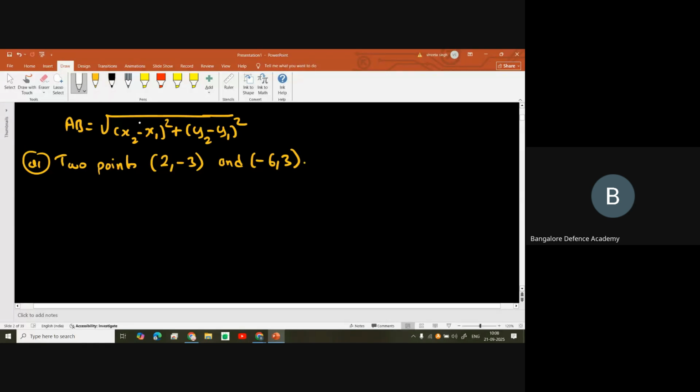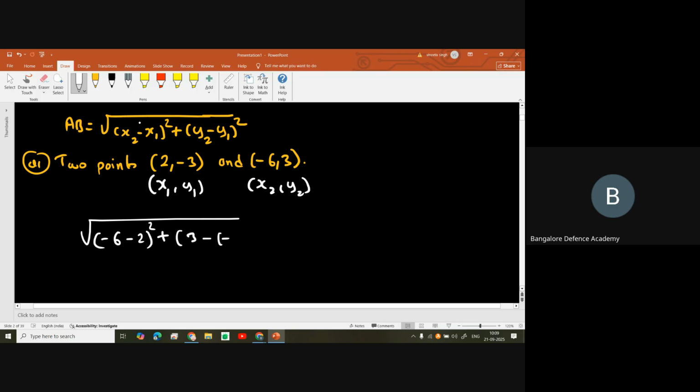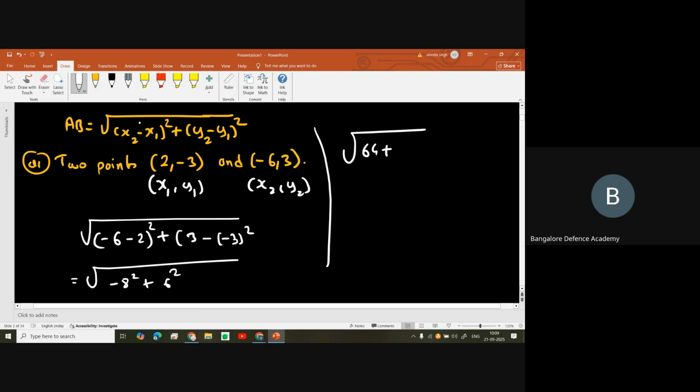Now those who are from a non-science background, imagine you have forgotten this. Take this point as x1 comma y1 and this as x2 comma y2. According to the formula, minus 6 minus 2 the whole square plus 3 minus of minus 3 the whole square. So you get minus 8 square plus 6 square, so you get 64. Root of 64 plus 36.